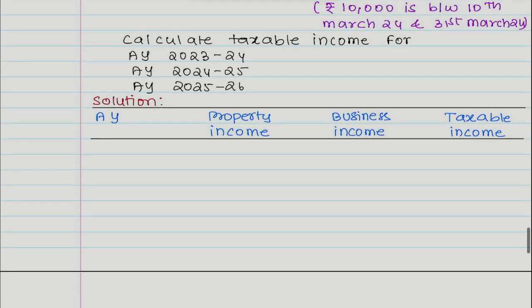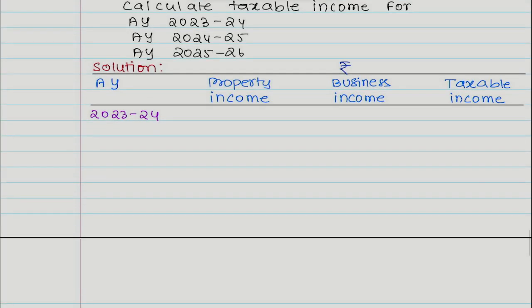What are the three assessments here he is asking us to calculate in the question? Write down those. 23, 24. First write down this. We will fill. Tell me. 23, 24. What is my property income? Is there any business income? No. What is my taxable income? Continue. Next.